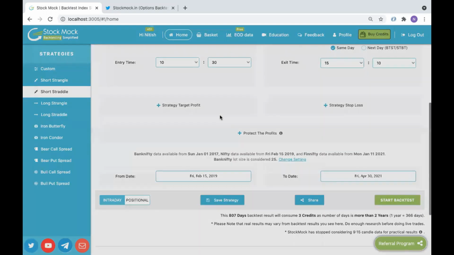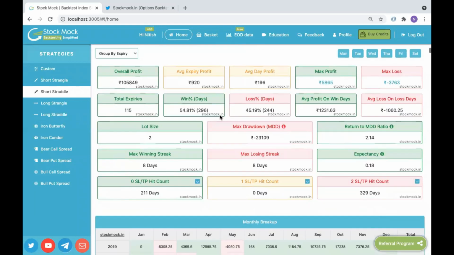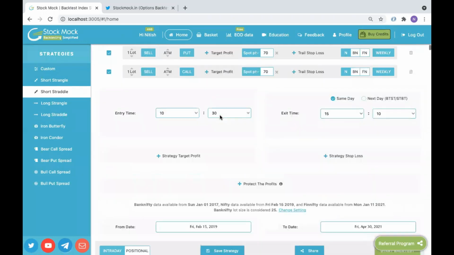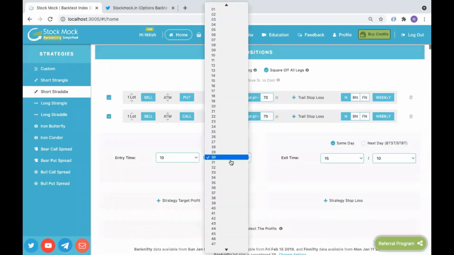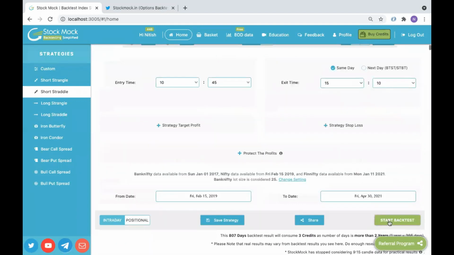We're doing ATM straddle with 70 point stop loss and square off all legs. So square off all didn't help here, but it might help in other scenarios. Okay, so you can see the results. You can change the timings as well. Let's try to change the timing. Let's do square off one leg only. Spot 70. Let's backtest it.